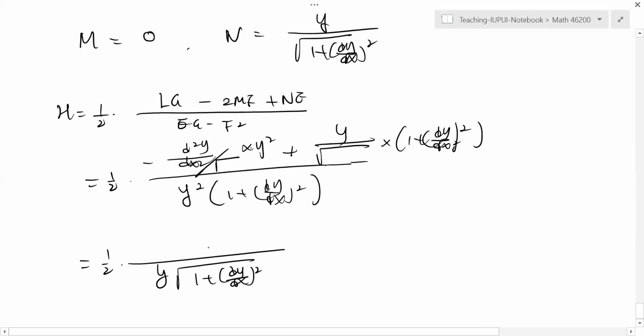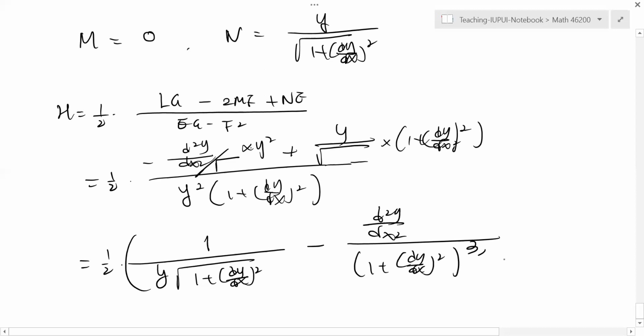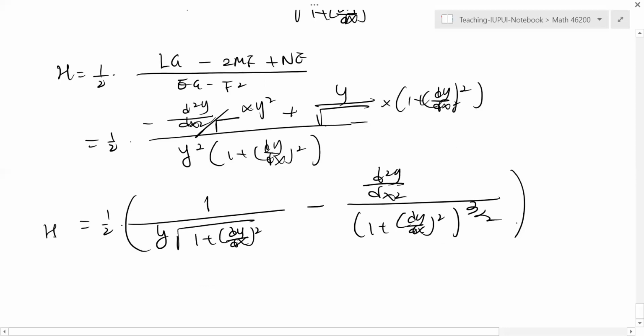Okay, and then this part is minus, and y squared is gone. And this will be 1 plus dy over dx squared to the 3 over 2. Great. Perfect. Okay, so now you see the mean curvature is given by this. You get the equation, you can find it, right?